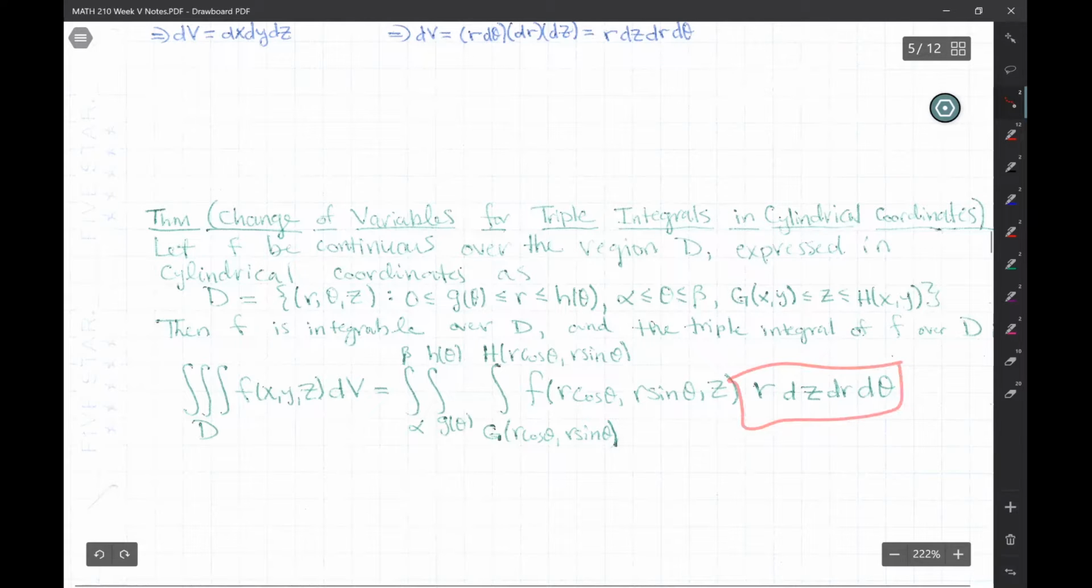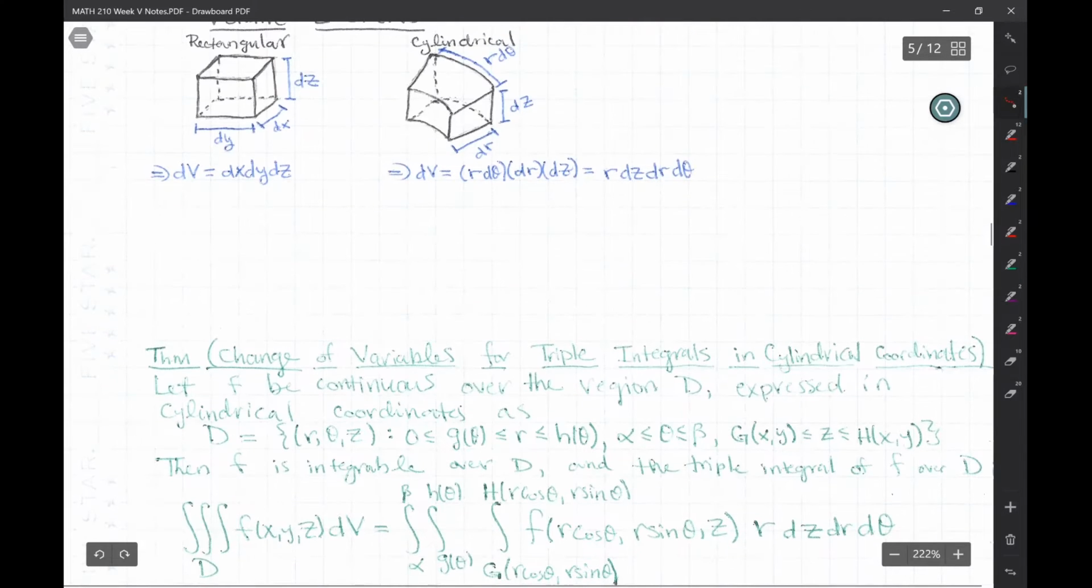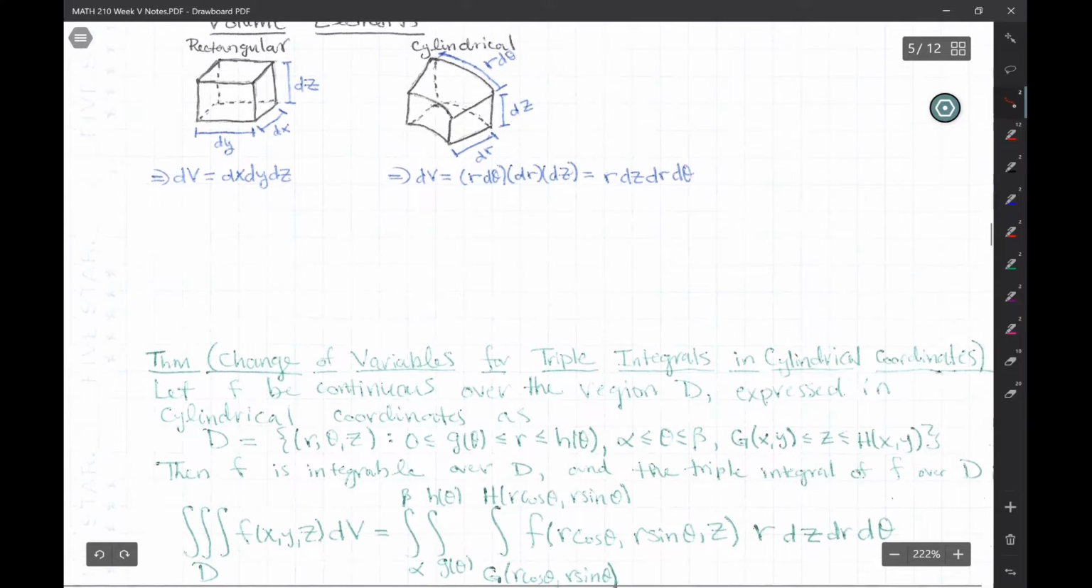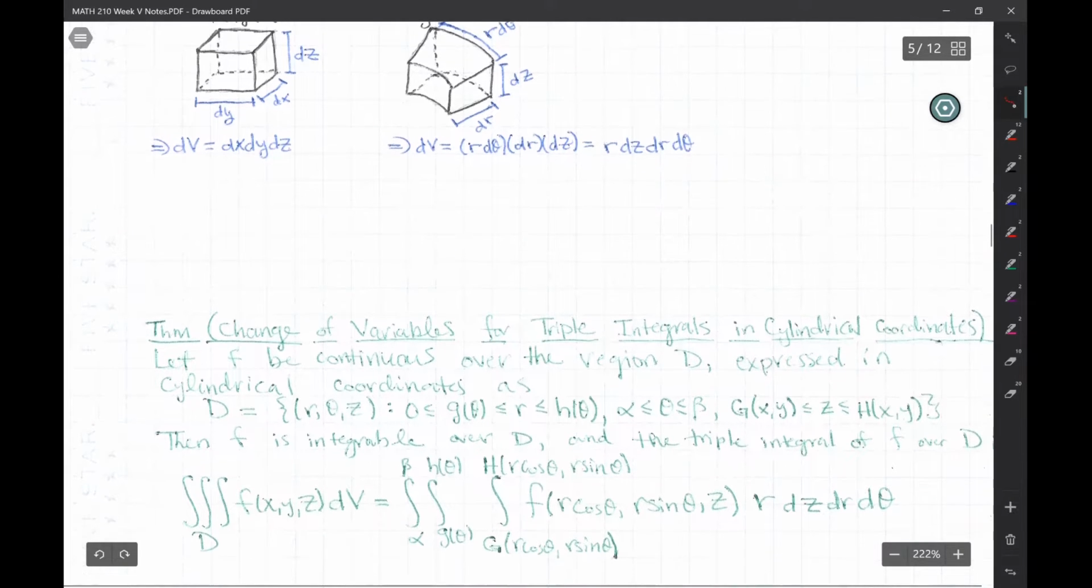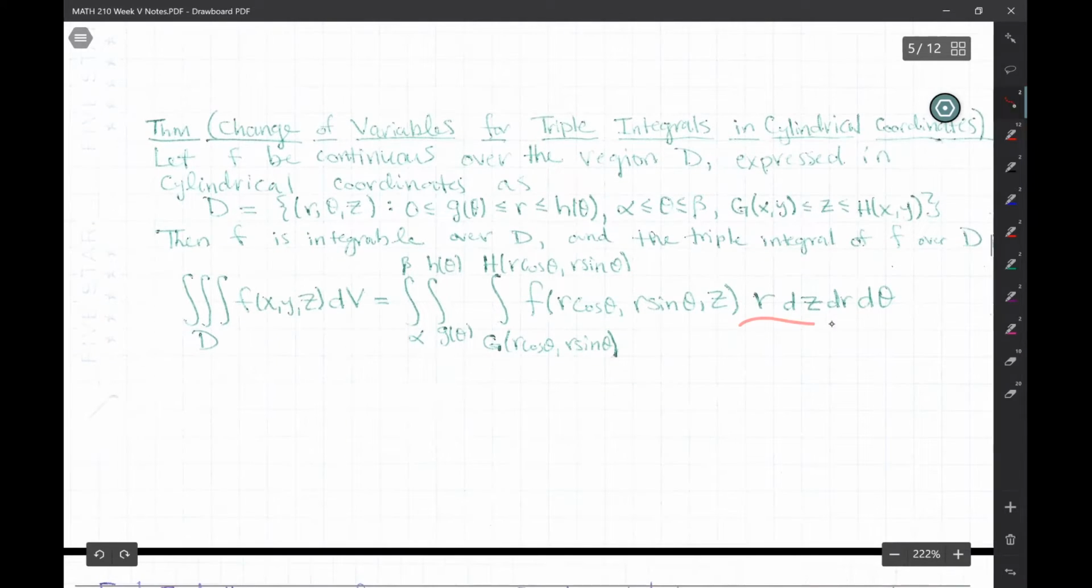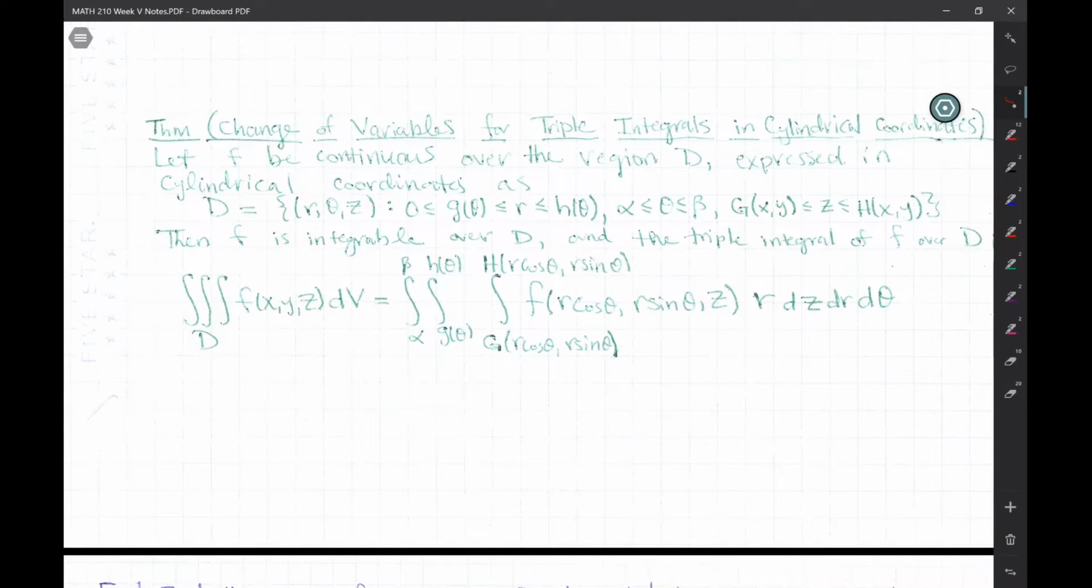And this last part is just the volume element. Okay? And we have that dV is r dz dr d theta. And so this is our volume element. Make sure not to forget that r. Sometimes it's easy to forget that because when you convert this function, you'll now get a function in terms of r, and it's easy to forget that this extra r is coming from the volume element. But it's very important, so do not forget it.